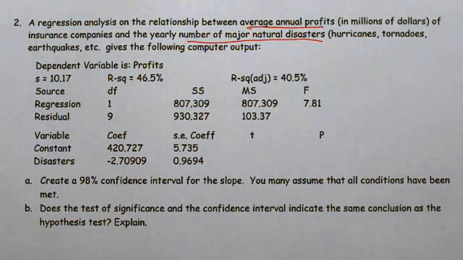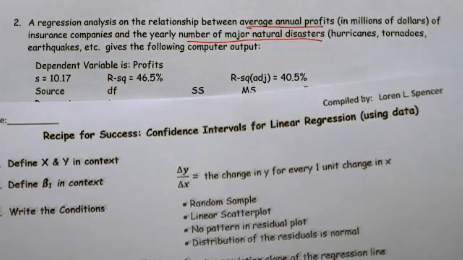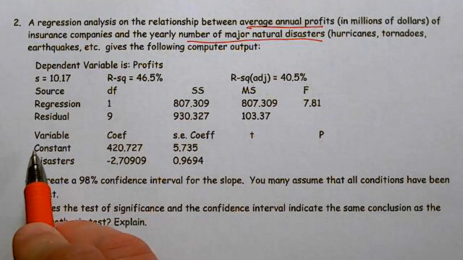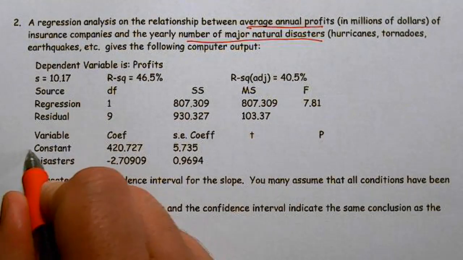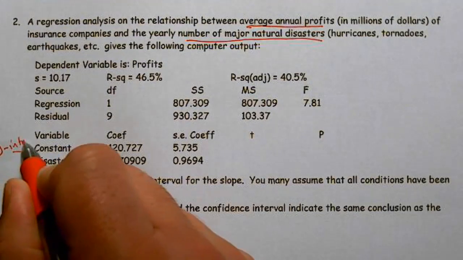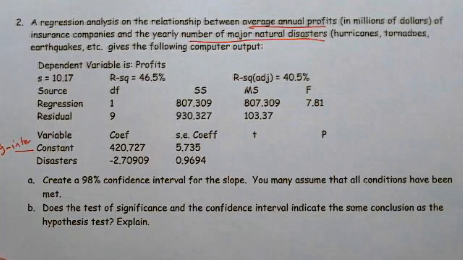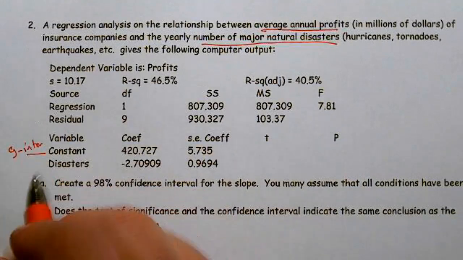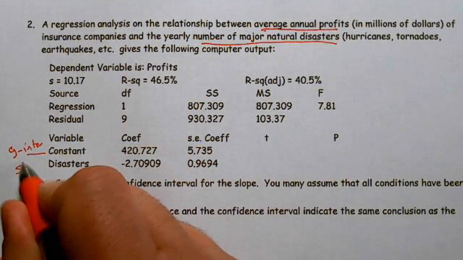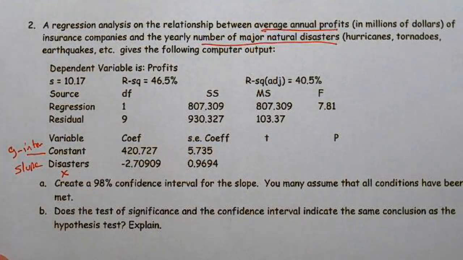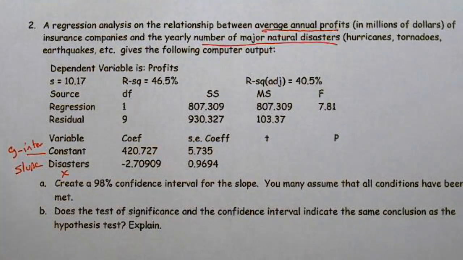scenario. And that's unfortunate because the very first thing that the recipe says is we need to define X and Y, and yet we don't know which they are. But the computer printout gives this to us. Remember, this row refers to our Y-intercept. It may say Y-intercept, it may not. And so this is our intercept, and this is going to be my slope row. And whatever they have there gives us a clue to our X. So this tells us our X is going to be natural disasters.